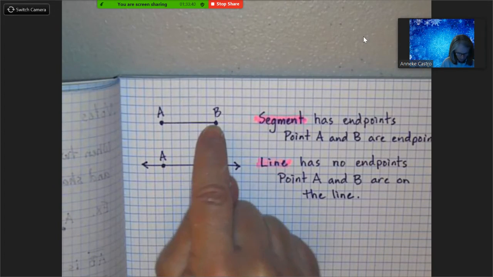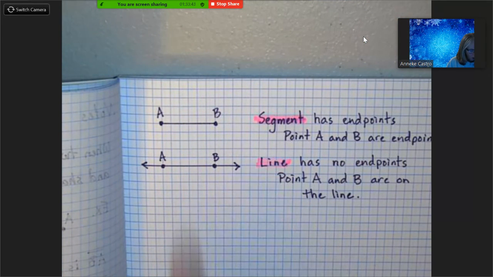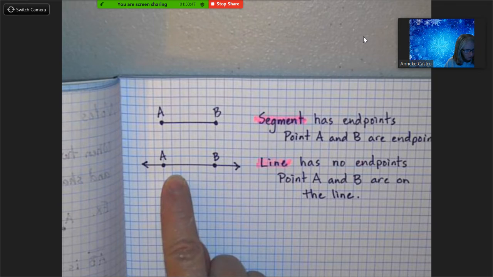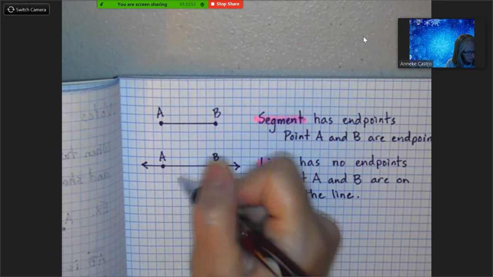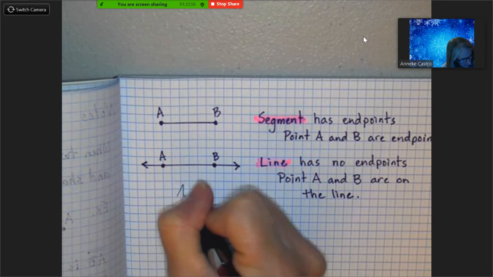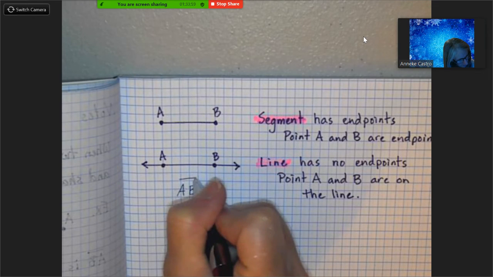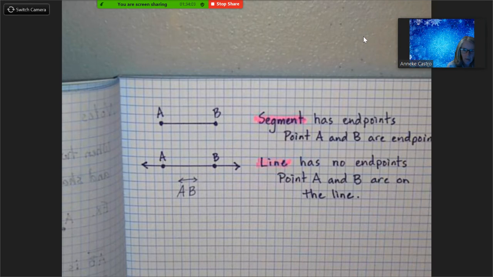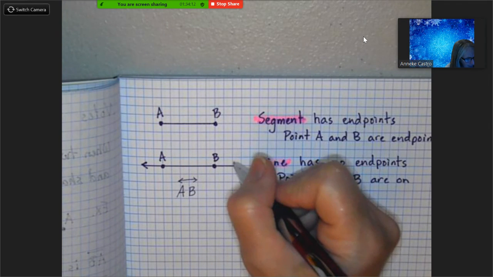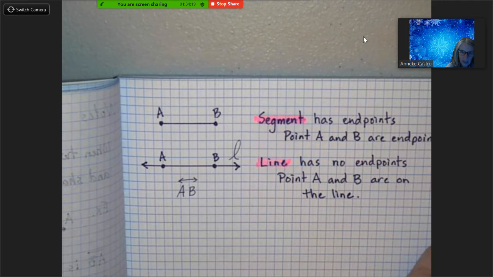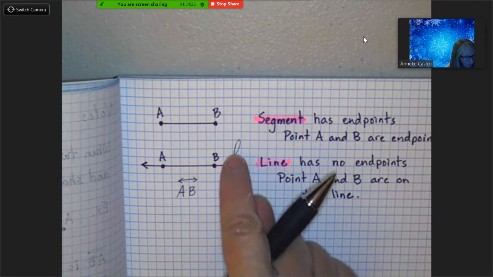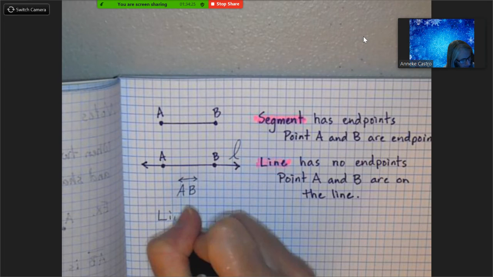A segment has endpoints. Okay, when you have a line, you can name it by points that are on the line. So if I were to write the name of this line, I could write A, B, and put a little line symbol on top of it. Or we also see lines named with cursive letters, like the letter L. I could put the letter L on this line. This is very common in geometry. So I can say this is line L.